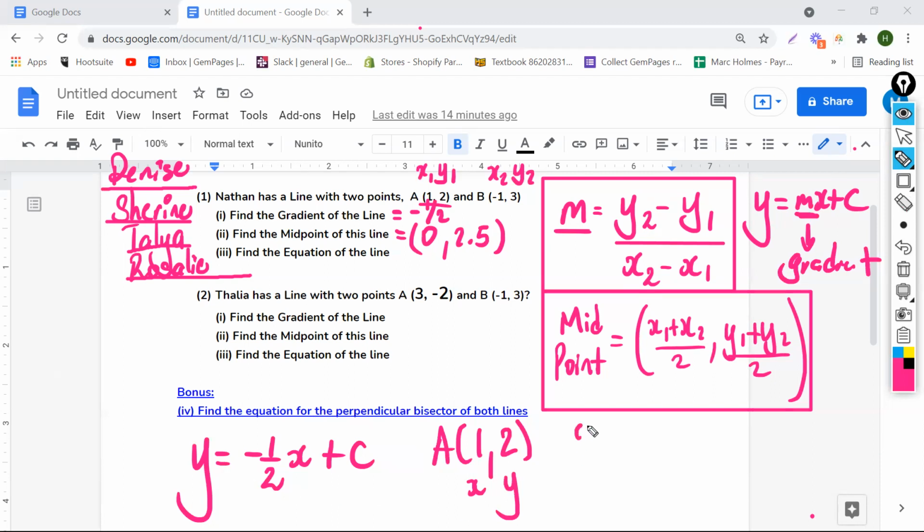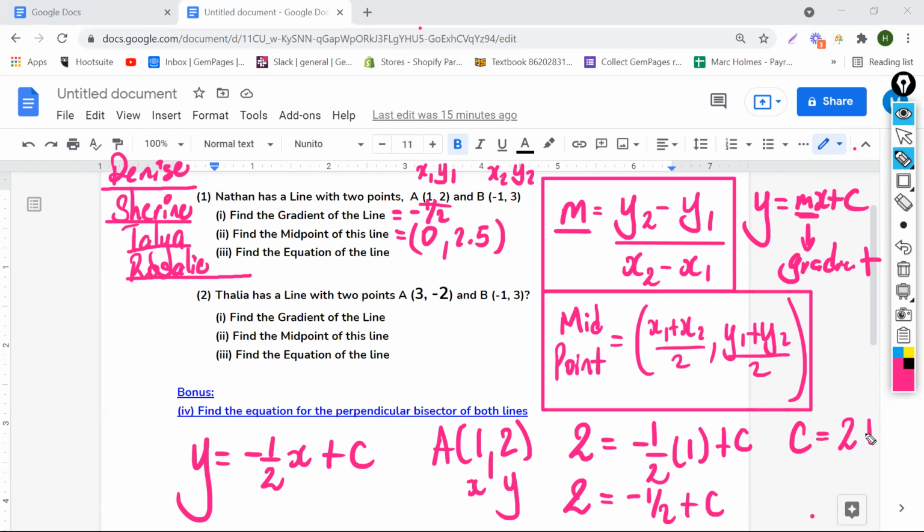So I'm going to say 2 is equal to negative a half times 1 plus c. And this is going to give me 2 is equal to negative a half plus c, because 1 times negative a half is just negative a half. And then the last thing, guys, I have to carry the negative a half over to the left side. So I'm going to get c is equal to 2 plus a half. So c is equal to 2.5. So the answer for this, guys, for the equation of the line, y is equal to negative a half x plus 2.5. That's the answer for C.